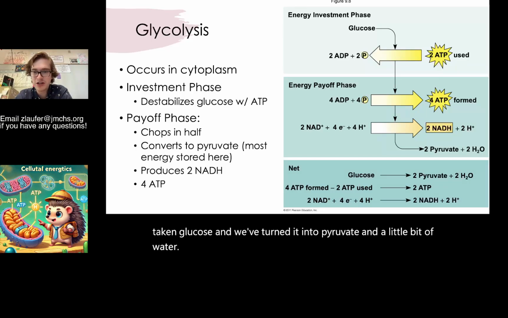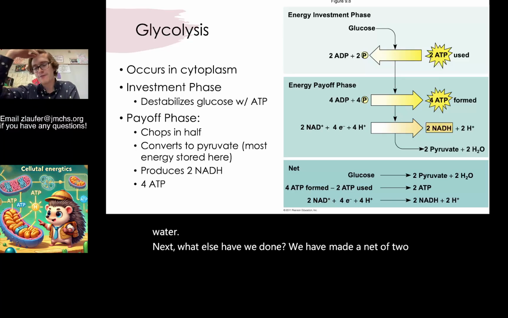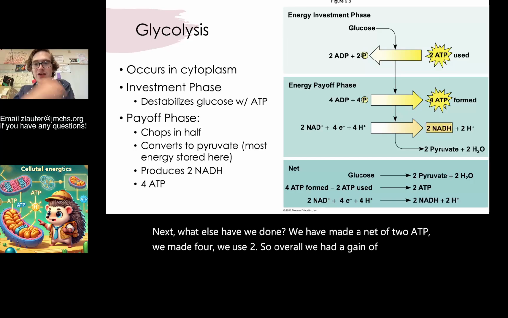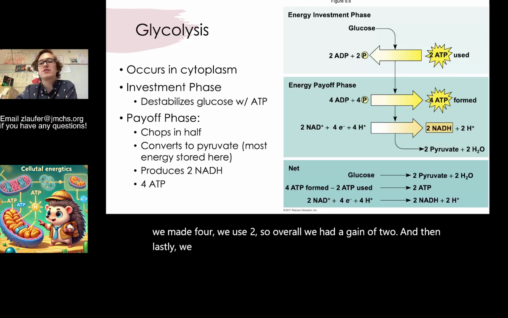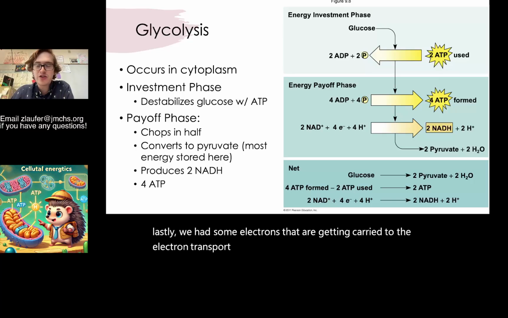Next, what else have we done? We have made a net of 2 ATP. We made 4, we used 2, so overall we had a gain of 2. And then lastly, we had some electrons that are getting carried to the electron transport chain later. Don't worry about the numbers of electrons or the specific numbers of ATP.